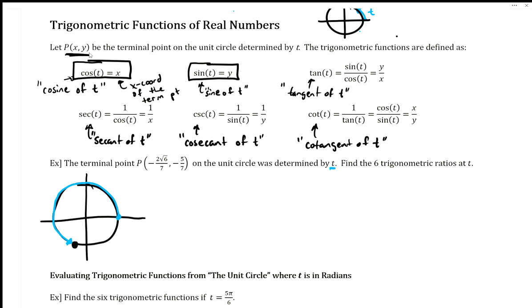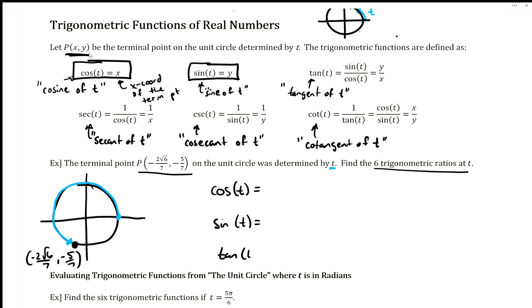I don't know exactly where it is, but there's what they're saying is the terminal point. So that is negative 2 radical 6 over 7, comma, negative 5/7. And then they're saying find the 6 trigonometric ratios at t. So they're saying find cosine of t. And then I'm going to set up a table like this. Sine of t. And then tangent of t. So let's do those three right there. And then give a little space to the right, and we're going to write the reciprocals next to them.